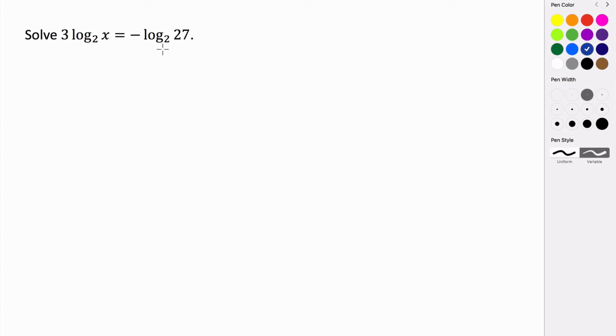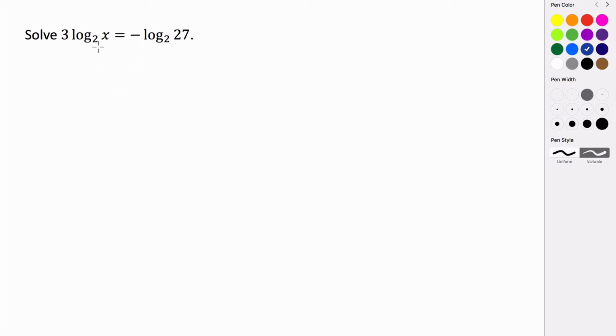In this example, we need to solve this log equation. So we're given 3 log base 2 of x equals negative log base 2 of 27. Now, when you're trying to solve a log equation, we need to either get both of our logs on the same side, if that's at all possible, or we want 2 logs with the same base to be equal to each other, which is what we have in this case.